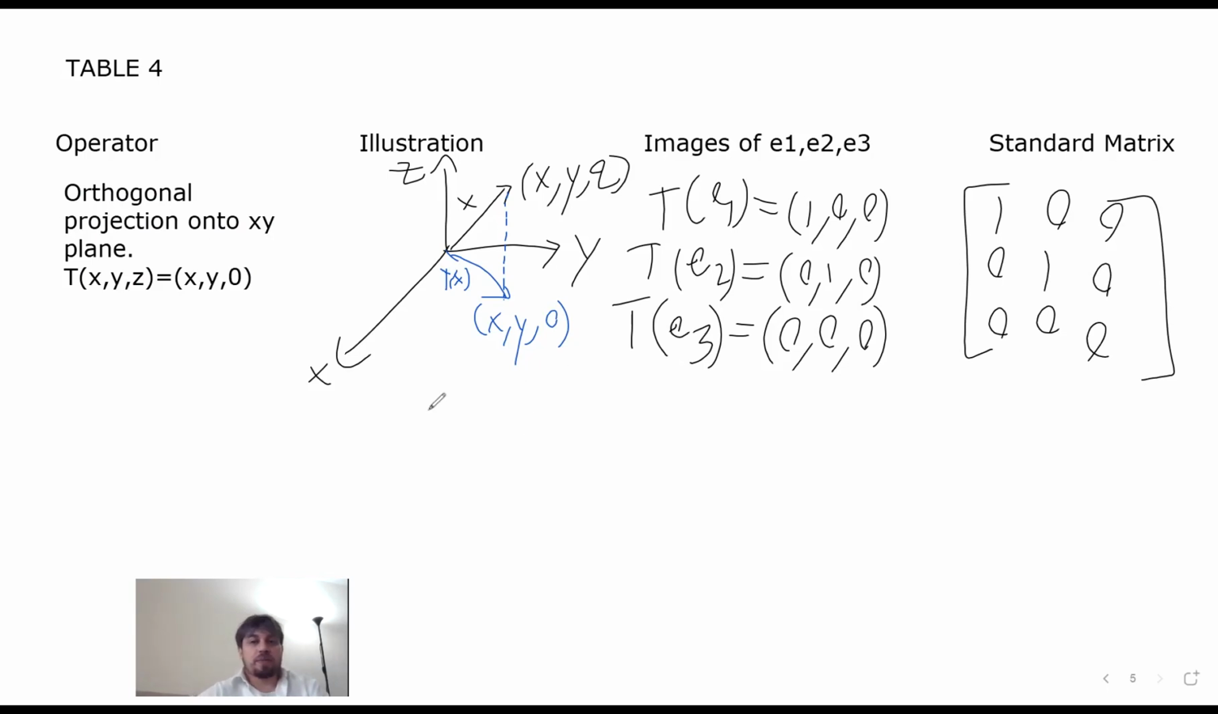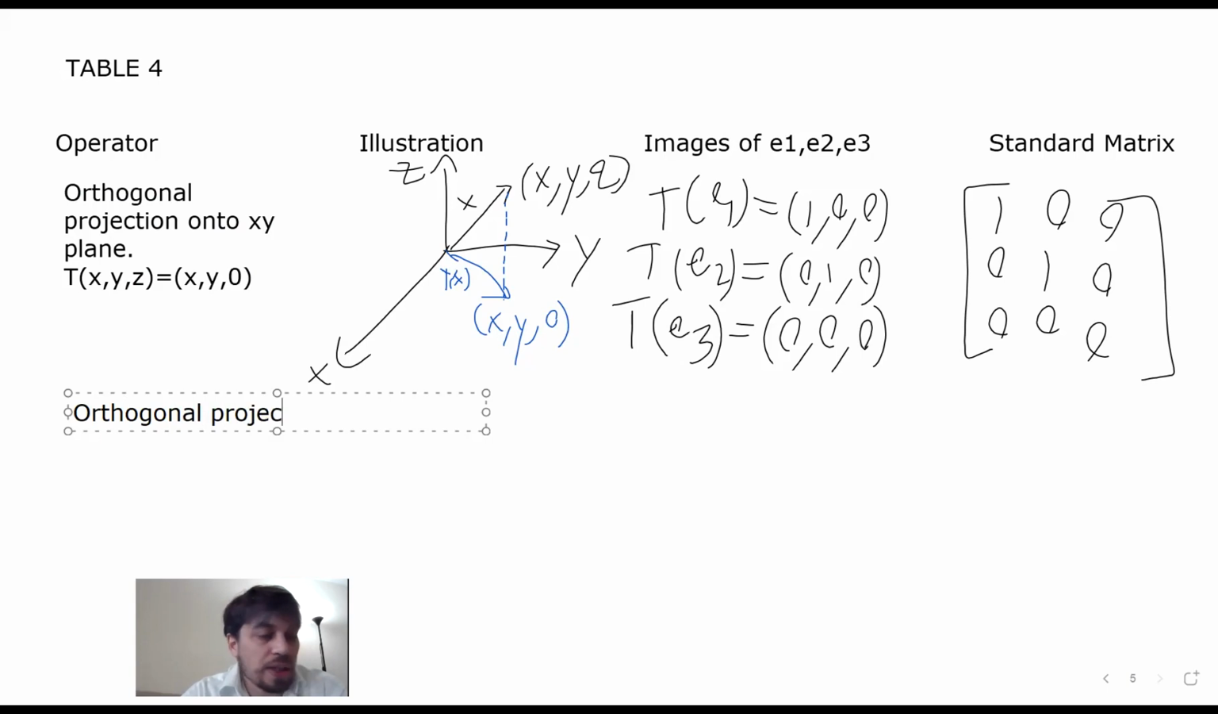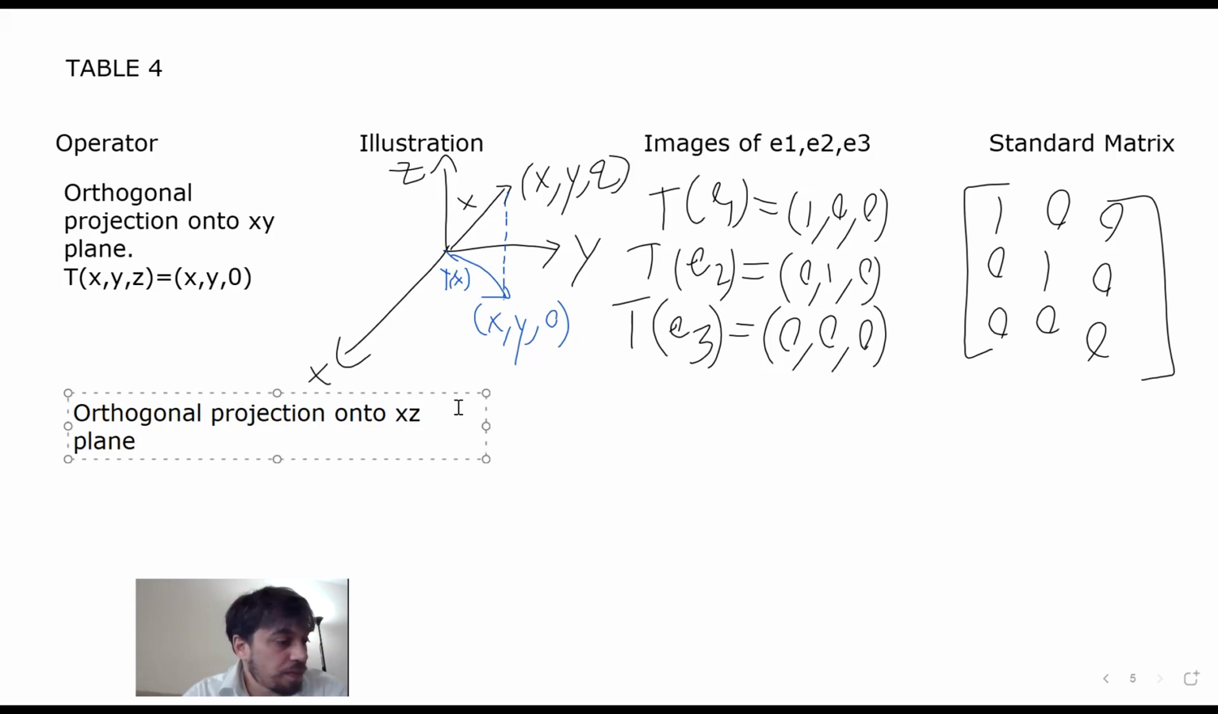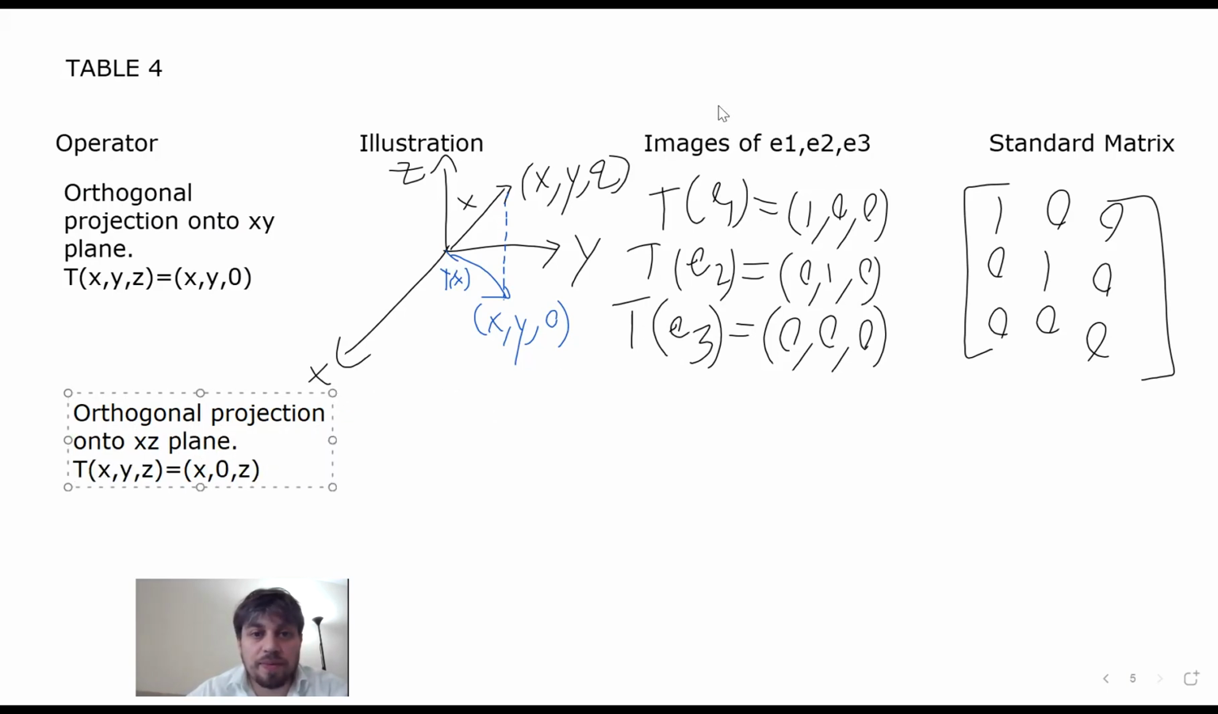Okay, and so that's the standard matrix there. And so the next one is the orthogonal projection onto the xz plane. So you have T of x, y, z is equal to x, 0, z. If you project it onto the xz plane, that means you make the y coordinate 0.